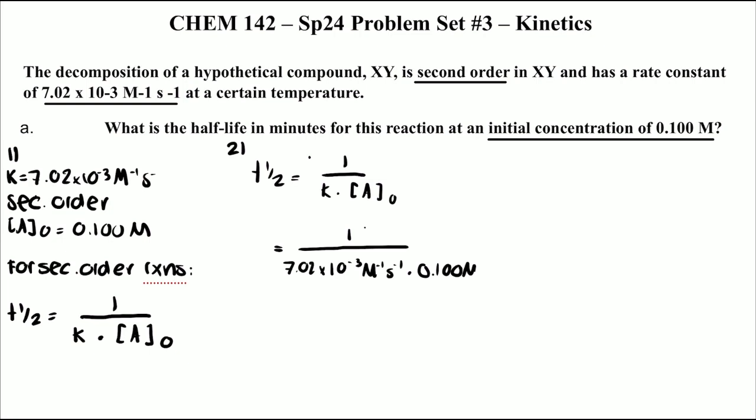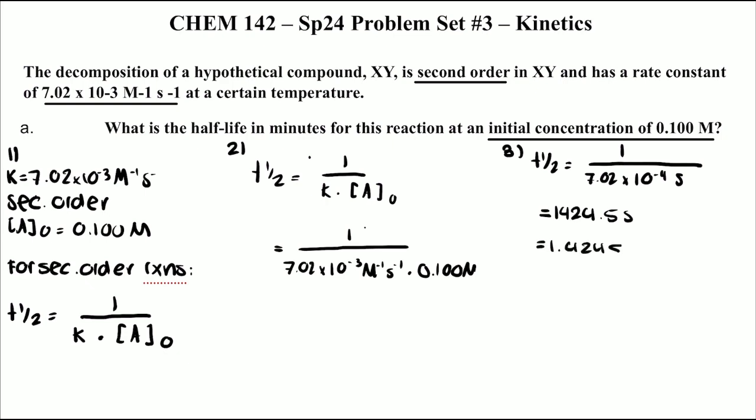So first, we are going to multiply K times our concentration. So 7.02 times 10 to the negative 3 inverse molar times 0.100 molar is equal to 7.02 times 10 to the power of negative 4, with our units here being inverse seconds. Now, let's input this back into our formula. Doing our calculation of 1 divided by 7.02 times 10 to the negative 4, we get an answer of 1,424.5, or 1.4245 times 10 cubed, with our units here being seconds.